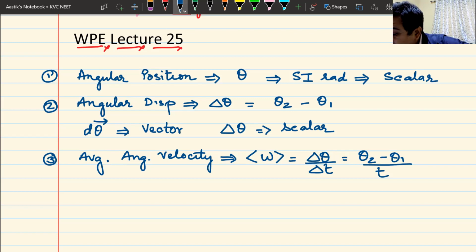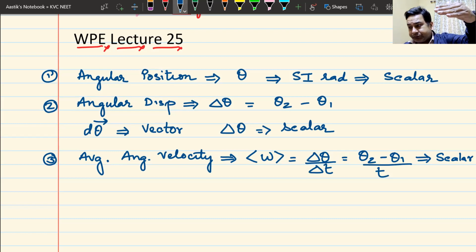What type of quantity was it? It is definitely a scalar quantity. The SI unit: theta is radian, time is seconds. So it is radians per second. Do we remember this? SI unit is radian per second, and the dimension is 1 by t, or t raised to the power of minus 1. Can I have some raised hand that we understand this? Yes, sir, we have an understanding of this.